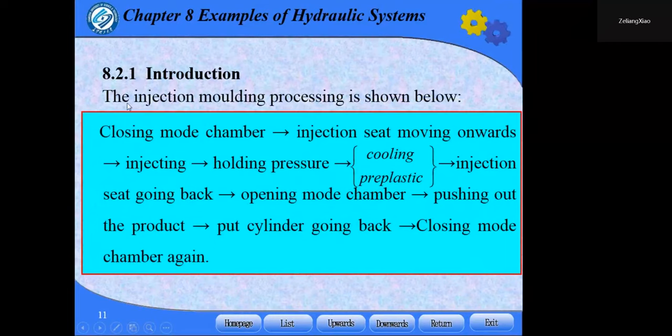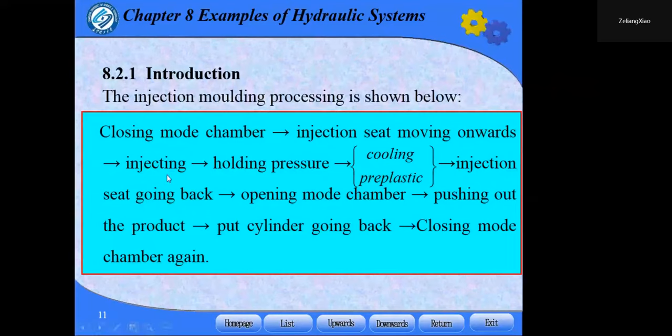Introduction to injection molding processing. A plastic injection molding machine has the function of heating or melting the plastic resin to a flow stage and then injecting the fluid into a mold chamber, forming a plastic product while holding a given set of pressure and time. The process is as below.